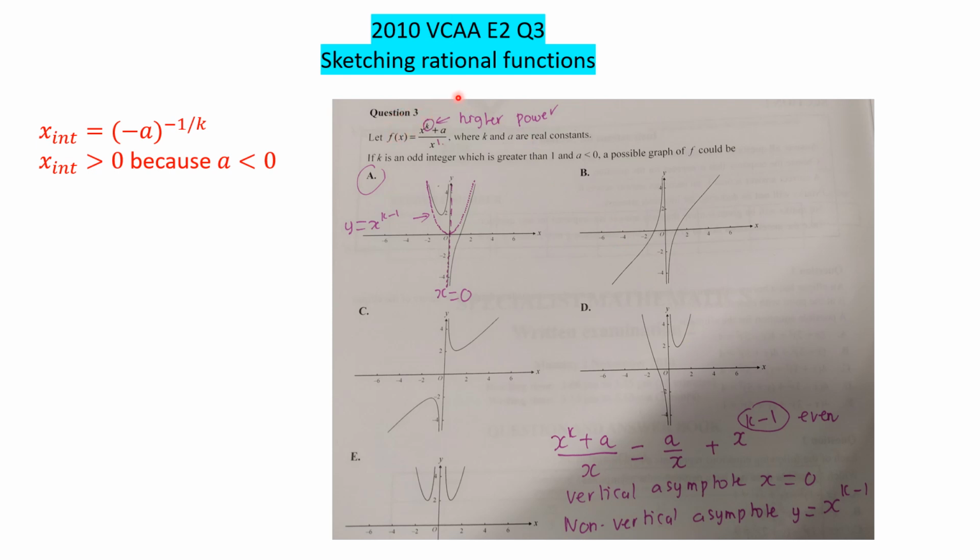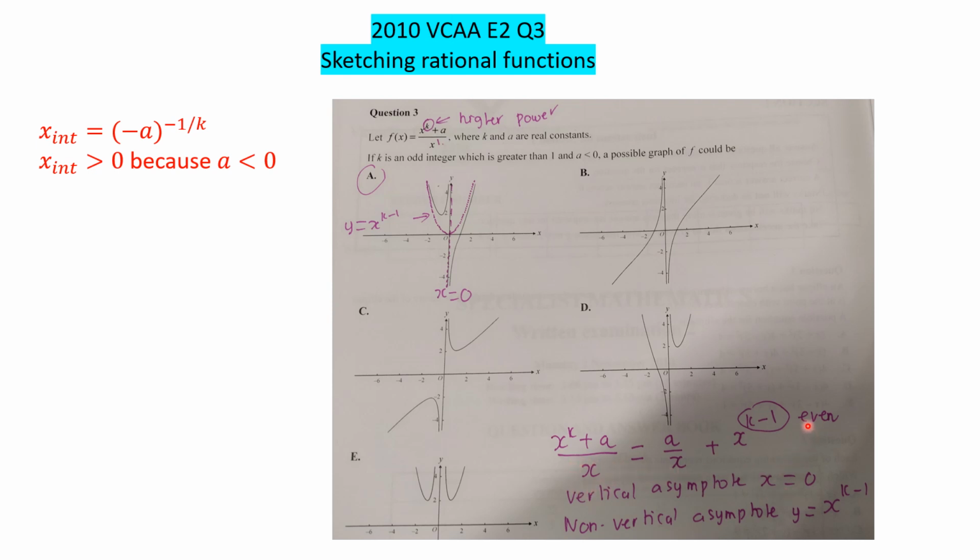In this case, f of x is equal to (x^k + a) all divided by x, and k is an odd integer greater than 1 and a is a negative value. We know that if the power of the numerator is equal to or greater than the power of the denominator, then we need to split it up like this. So we can say that this one is a non-vertical asymptote and the power is even because k is odd. And also we know that the vertical asymptote is x equal to 0 because the denominator is equal to x.